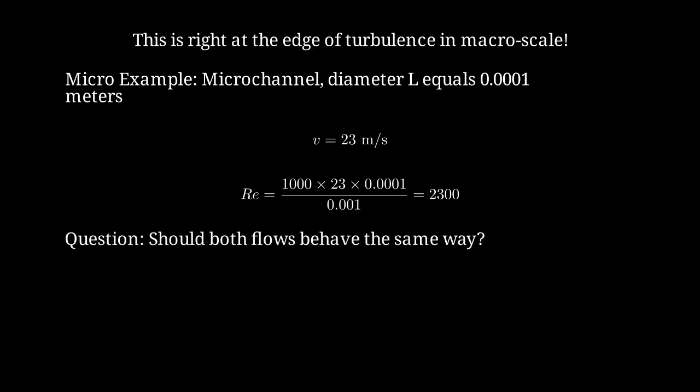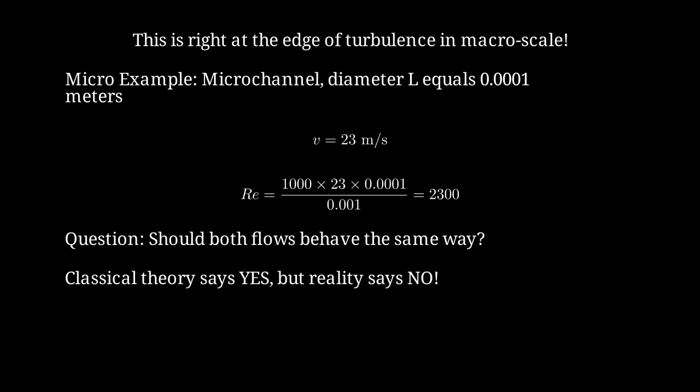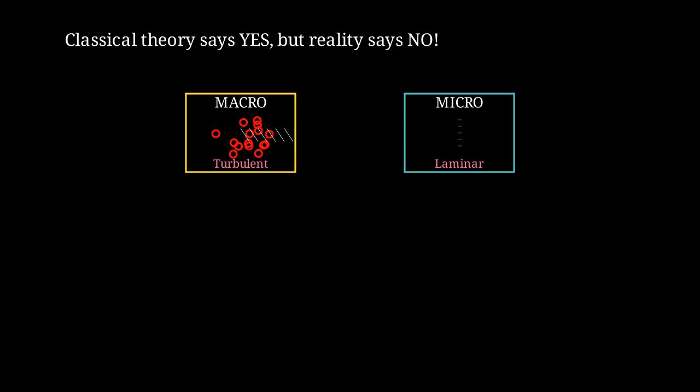Here's the critical question. Since both have the same Reynolds number of 2,300, should they behave identically? Classical fluid mechanics theory says yes, they should behave identically. But reality strongly says no. At macro scale with Reynolds 2,300, we see chaotic, turbulent swirls. At micro scale, with the same Reynolds number, we see perfectly straight laminar flow lines.